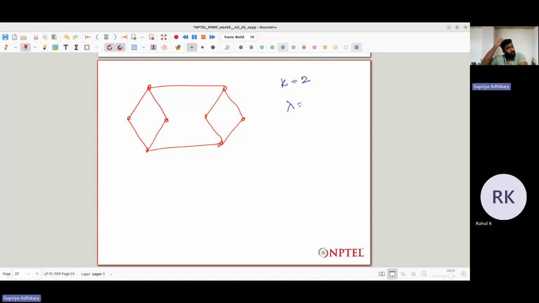So maybe we should try two edges. And if we delete these two edges, then this will make this whole graph disconnected. And therefore, the edge connectivity is again 2. And the minimum degree, as we can see over here, the degree is 2. So the minimum degree is 2. So this is one example where the minimum degree, edge connectivity and vertex connectivity are all the same. And this is a non-complete graph.